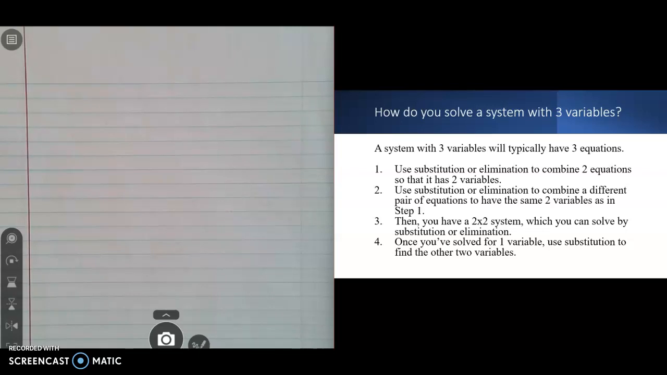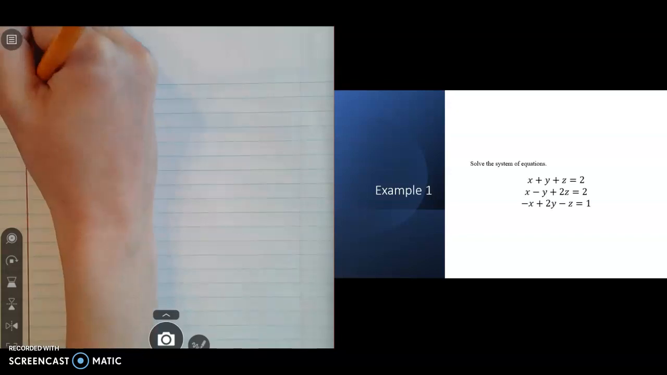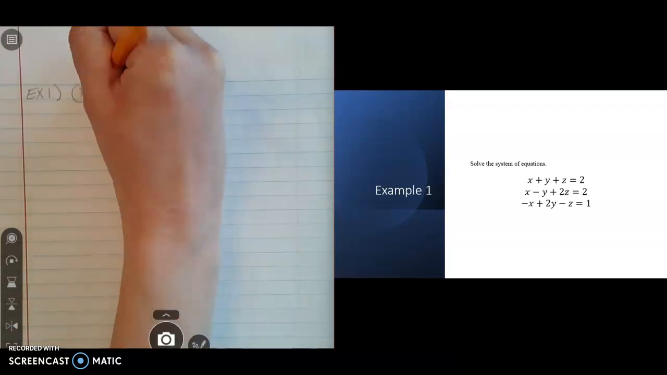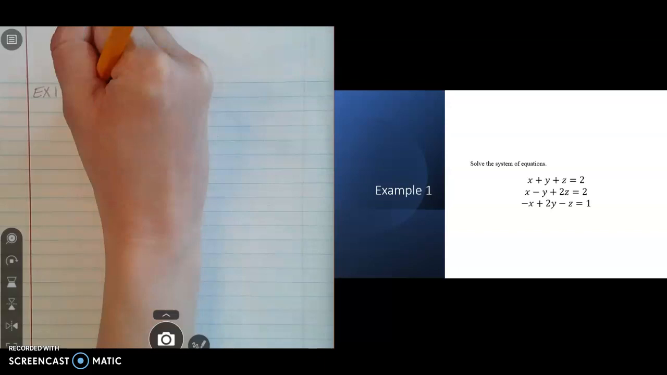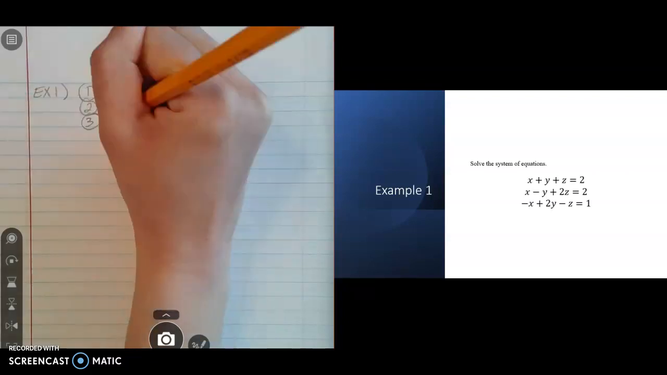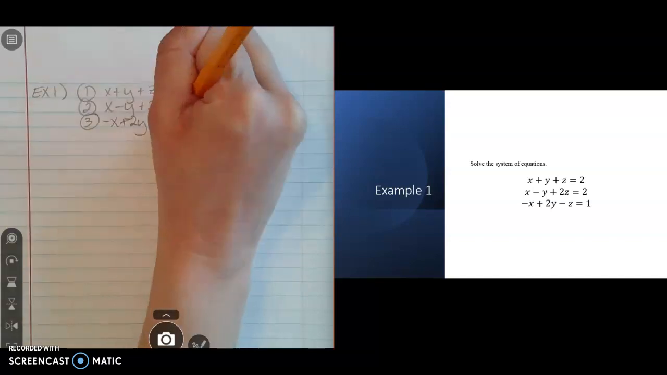So let's give this a try. My main advice for you when doing this is to write everything out and to organize your work so that you can follow it and you don't get lost, okay? So for me, I really like to label my equations. That first equation, I'm going to call it equation 1. So equation 1 is x plus y plus z equals 2. Equation number 2 is x minus y plus 2z equals 2. Equation number 3 is negative x plus 2y minus z equals 1.